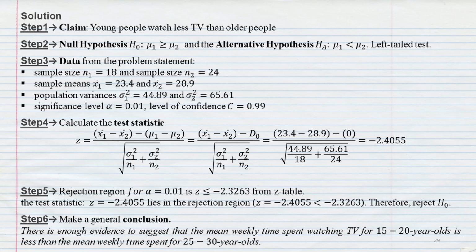And finally, step 6, make a general conclusion. There is enough evidence to suggest that the mean weekly time spent watching TV for 15 to 20-year-olds is less than the mean weekly time spent for 25 to 30-year-olds.